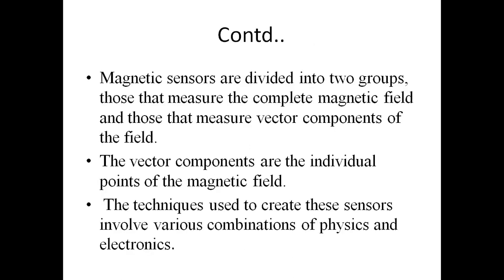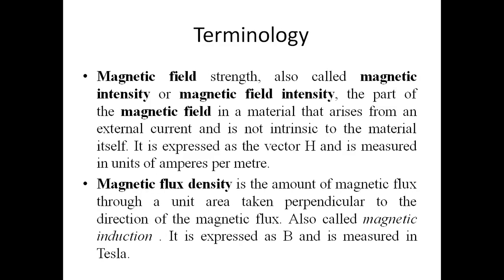Magnetic sensors can be divided into two groups: those that measure the complete magnetic field and those that measure the vector components of the field. The vector components are the individual points of the magnetic field. The techniques used to create these sensors involve various combinations of physics and electronics. So what are the terminologies that we use in magnetic sensors?